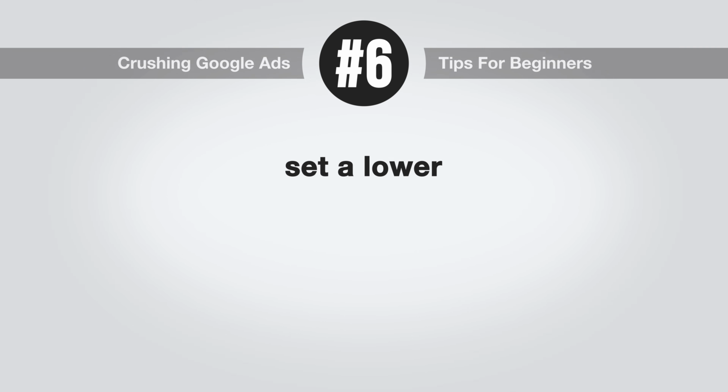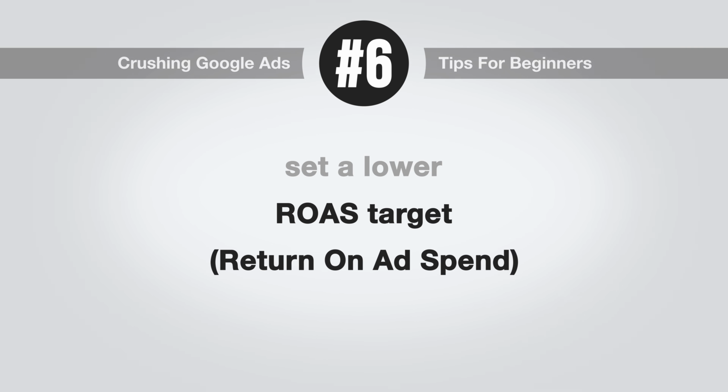Number 6, set a lower ROAS target. ROAS stands for return on ad spend, in case you're not familiar. Now, when I speak to Google Ads beginners, they often want unrealistic return on ad spend numbers in order to say that their Google Ads campaign is successful. I speak to a lot of beginners that say, I want a 10x or a 20x return on ad spend.